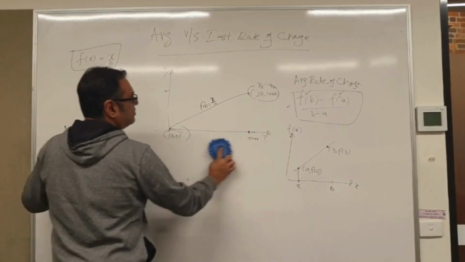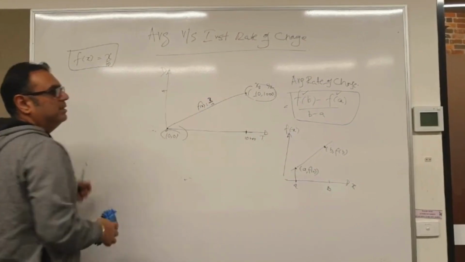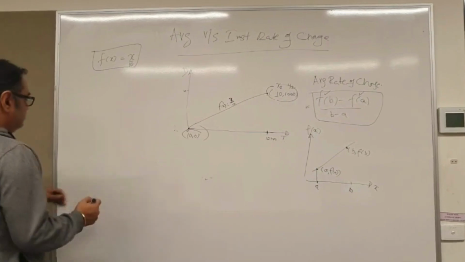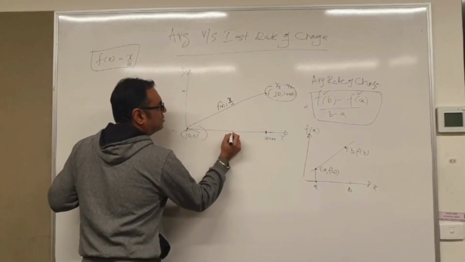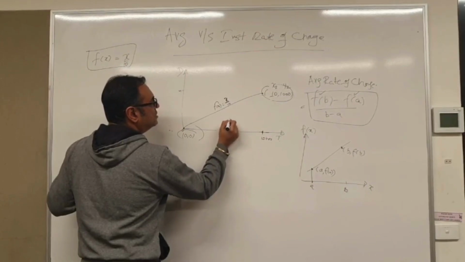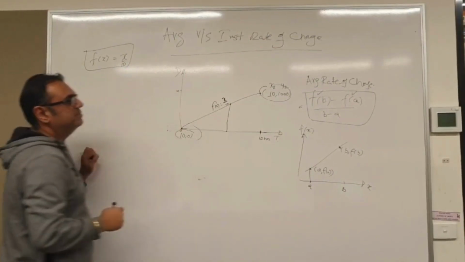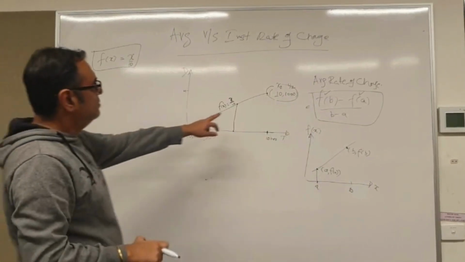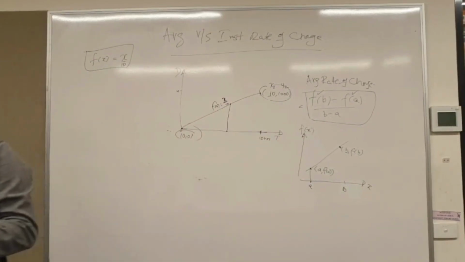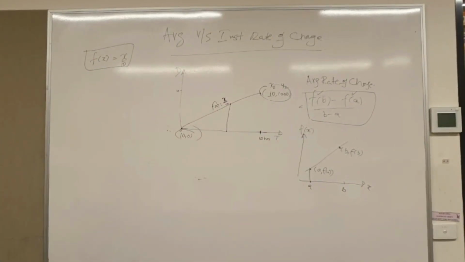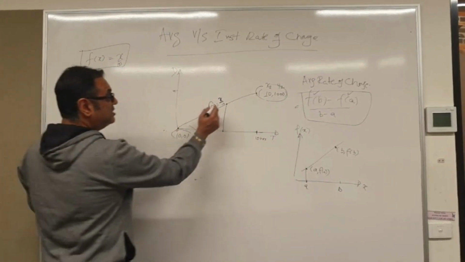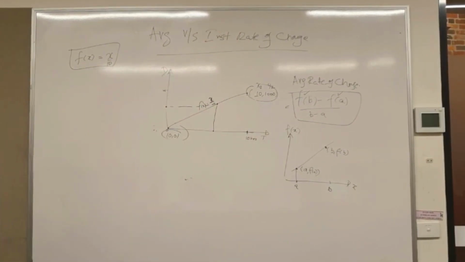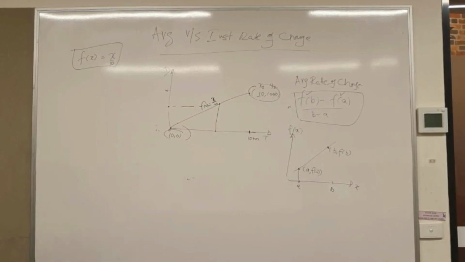Let us now try to talk about the instantaneous rate of change. Can you tell me how much will be the speed at this point? What will be the speed? How will you find that? You can find the distance, which is this value, but how much will be the speed? How will you find that?